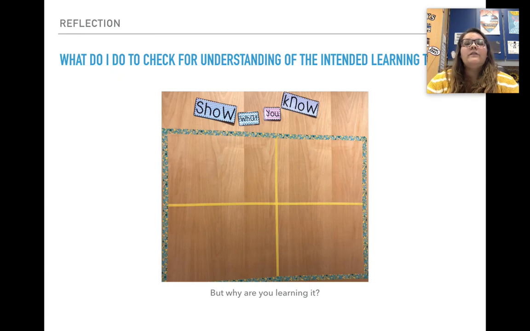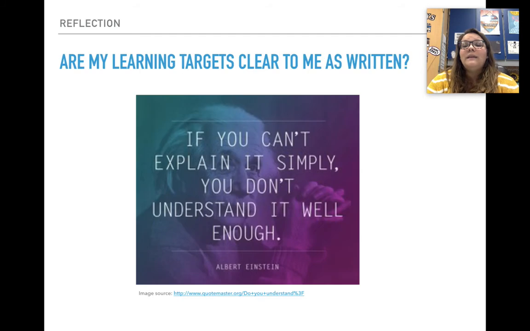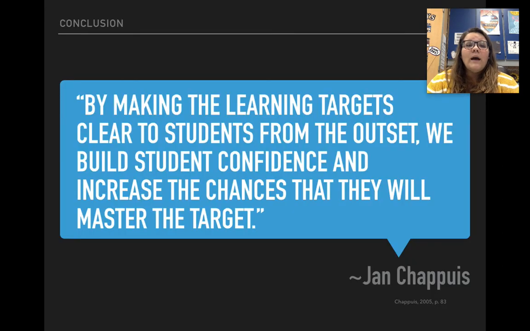What do I do to check for the understanding of the intended learning target? Of course, those formative assessments that I listed before, but also asking them, why are we learning what we're learning? Checking that they understand the learning target and that students are able to repeat that to me. Asking myself, are my learning targets clear to me as written? If they're not clear to me, they definitely aren't clear to students. And so it's important to go back and make student-friendly language for my learning targets to ensure that students are able to reference them and tell you why we're learning.